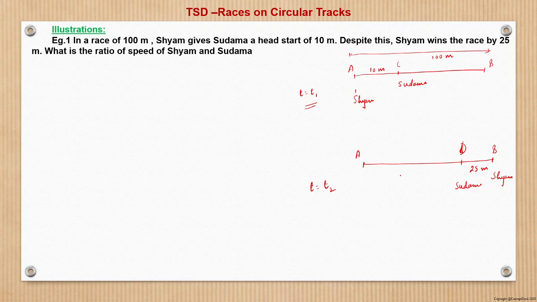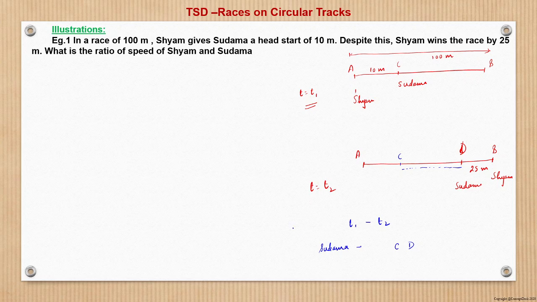Now, in between these two times, what basically happens? Sudama covers a distance C to D, right? So between t1 to t2, I'm just describing it very minutely so that the understanding becomes clear. So Sudama covers a distance CD. CD is the distance covered by Sudama.